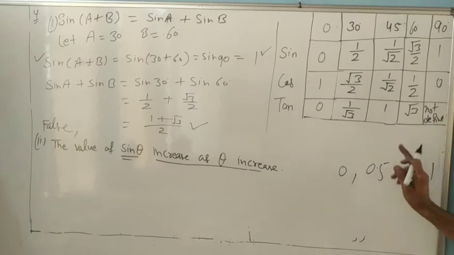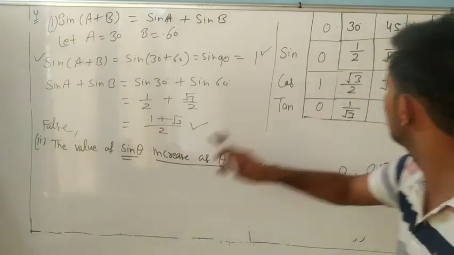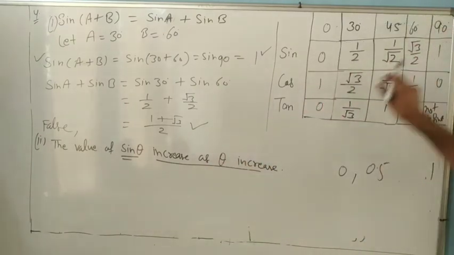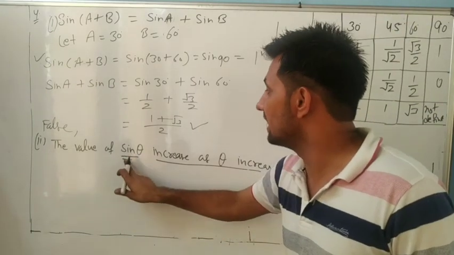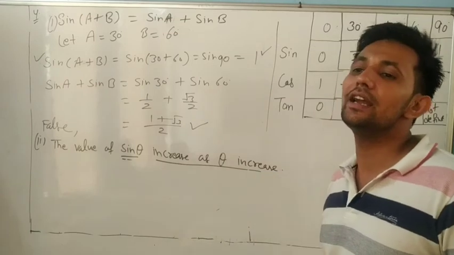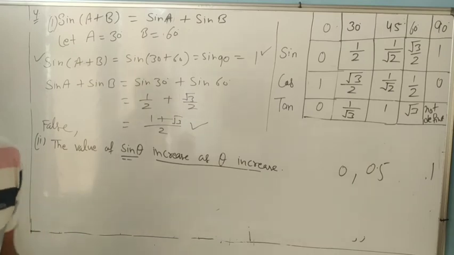So you will write first sine 0, which is 0, then sine 30, sine 45, sine 60, and sine 90. Then you will write yes, the value of sine theta increases as theta is increased. You will do this yourself, dear. Next is the third part.